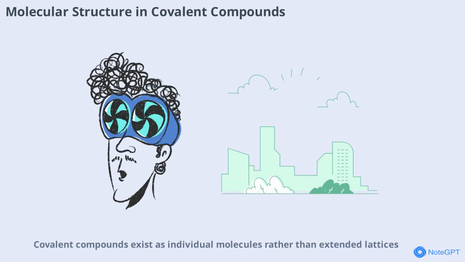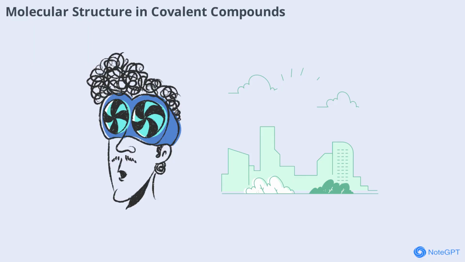Covalent compounds exist as individual molecules rather than extended lattices. The arrangement of atoms within these molecules determines their shape and properties. For example, water molecules have a bent shape while carbon dioxide molecules are linear. The molecular structure influences boiling and melting points, solubility, and reactivity.